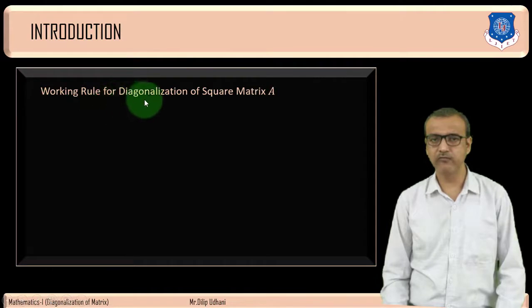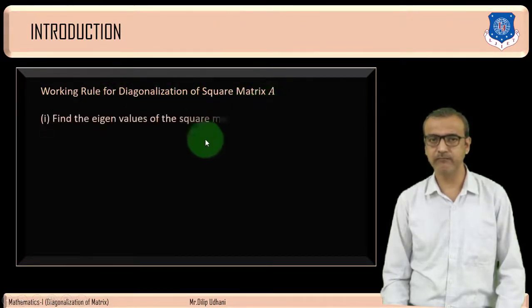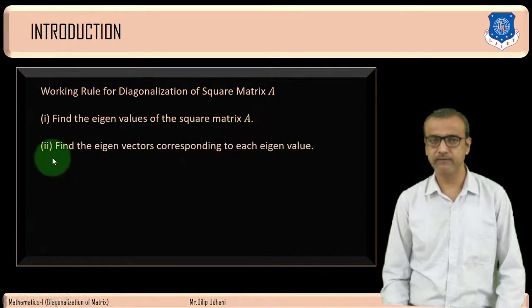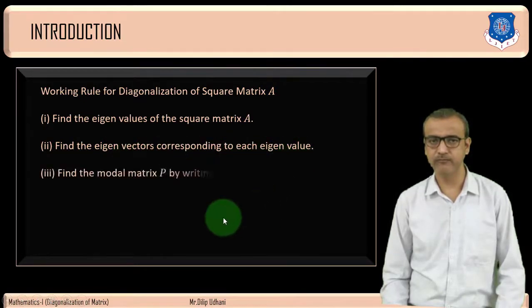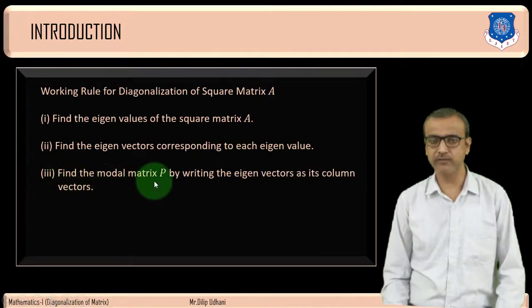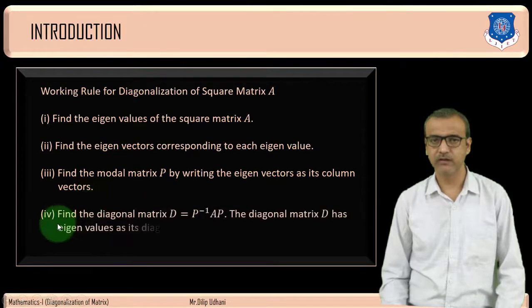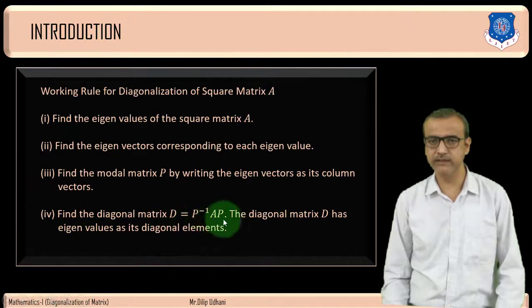Now we will see the working rule for diagonalization of a square matrix A. First, find the eigenvalues of the square matrix A. Second, find the eigenvectors corresponding to each eigenvalue. Third, find the modal matrix P by writing the eigenvectors as its column vectors. And the fourth one is to find the diagonal matrix D, that is equal to P inverse AP. The diagonal matrix D has eigenvalues as its diagonal elements. So these are the working rules for diagonalization of a square matrix A.